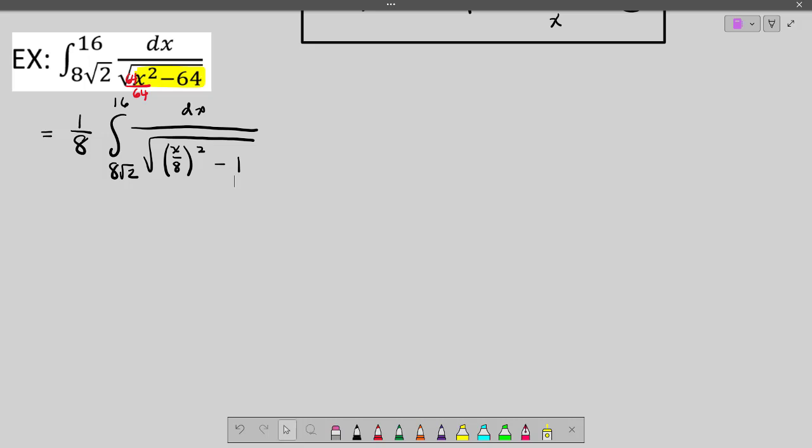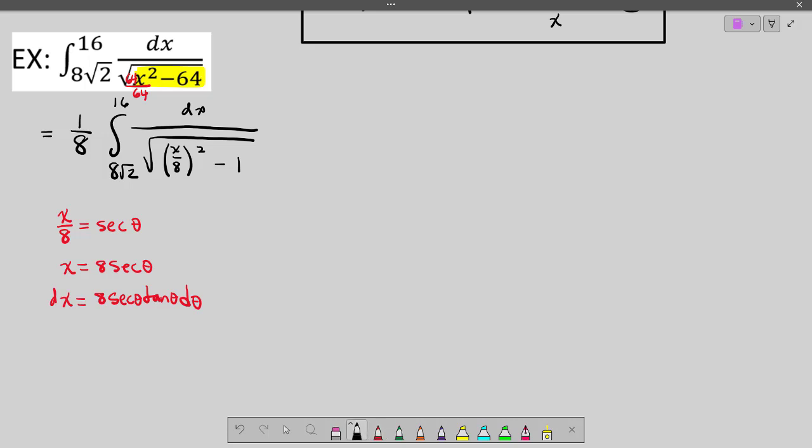So we are going to let x divided by 8 equal secant of theta. If you want to take the 8 and move it to the other side before you take a derivative, if it's more obvious, you can do that. Then the derivative of secant is secant times tangent, then we have our d theta. So that is our substitution. That allows us to take all of the x's that are inside that integral and turn them into thetas.